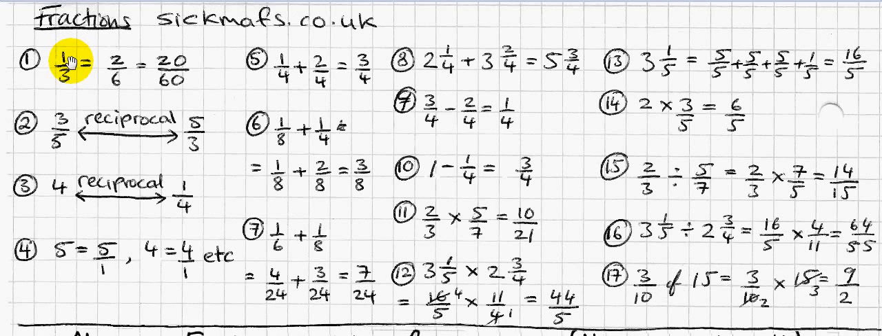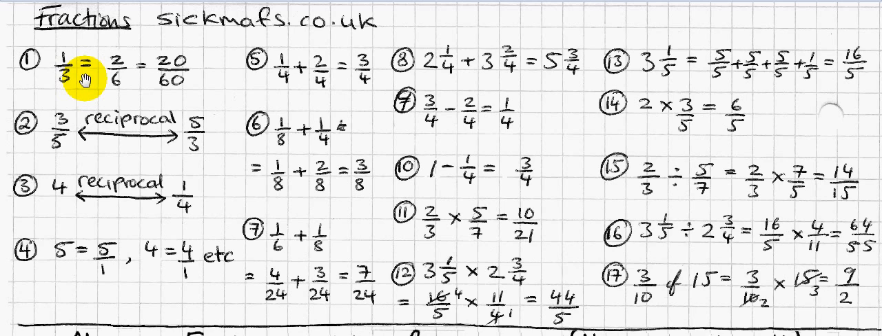We'll begin with similar fractions. 1/3 and 2/6 and 20/60 all have the same value, yet they look different, don't they? That's why they're called similar fractions. Okay, because basically they're the same thing, they just look a bit different.